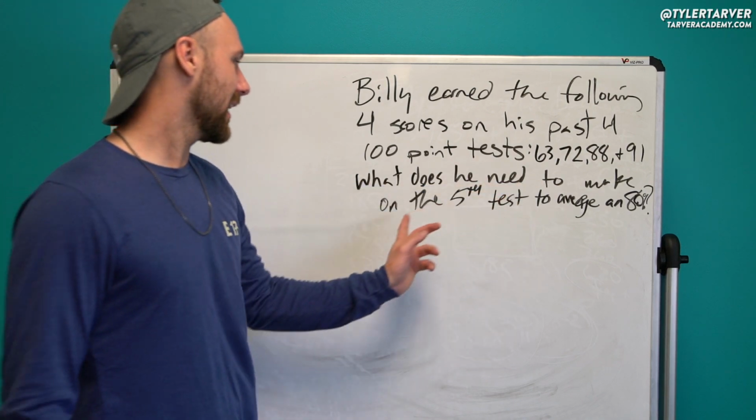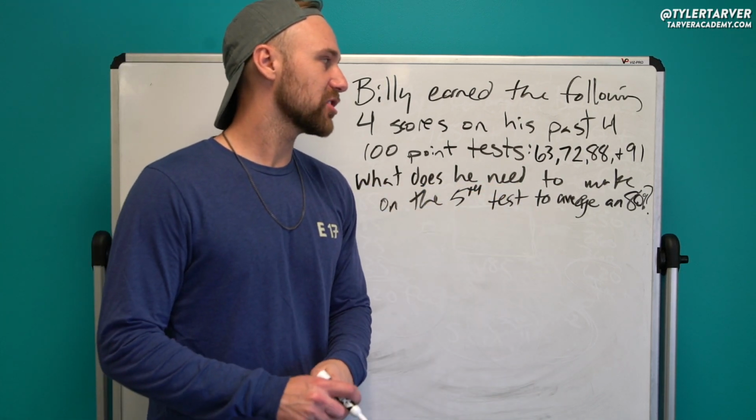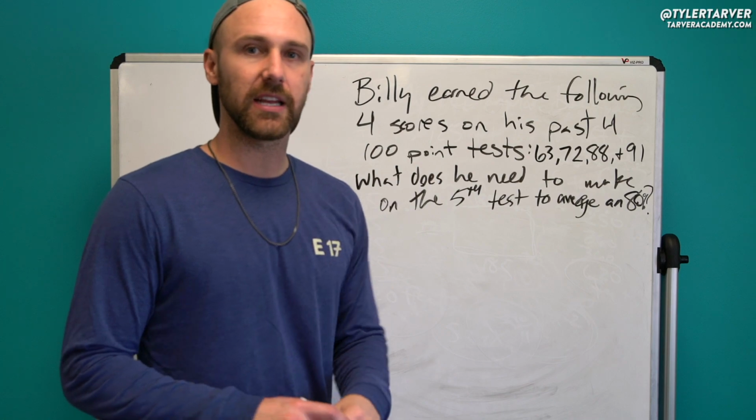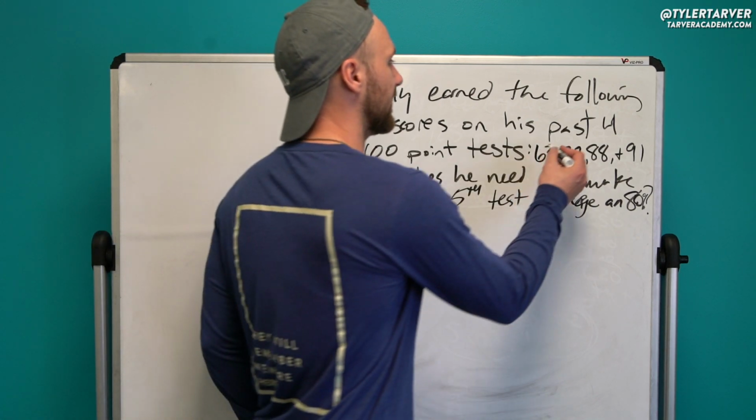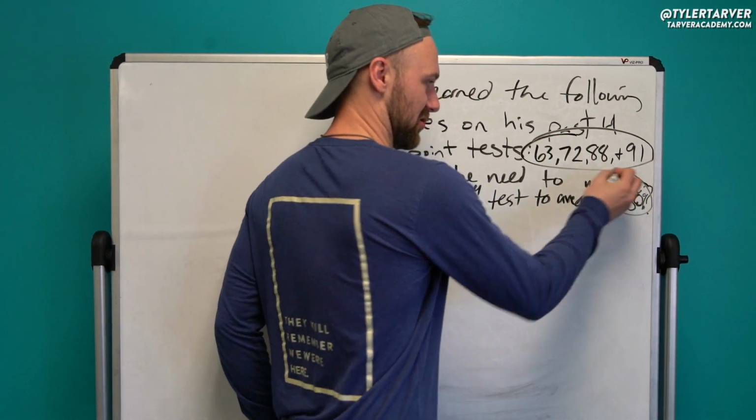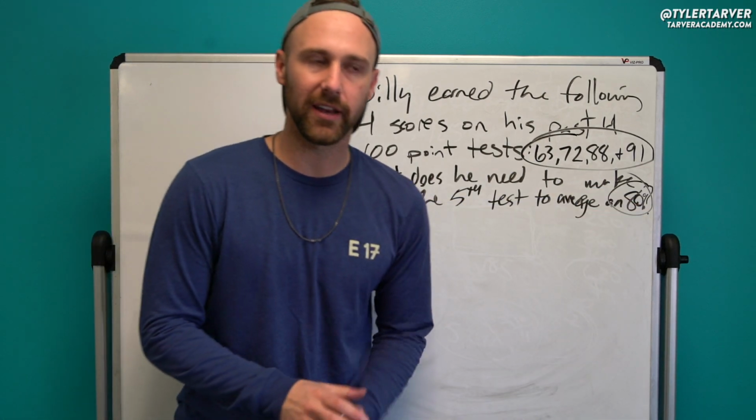What does he need to make on the 5th test to average an 80%? That's ugly, but it's an 80%, okay? So our key things here are these 4 scores, the 5th test, and then 80%, all right?